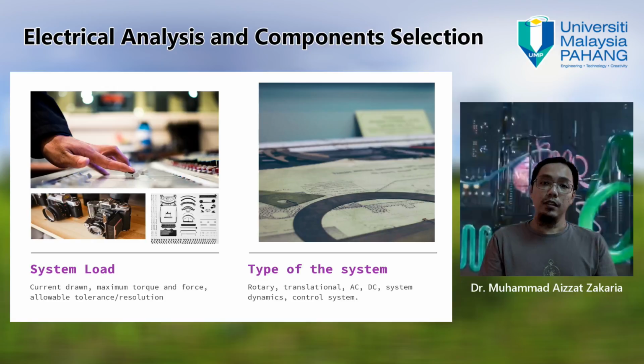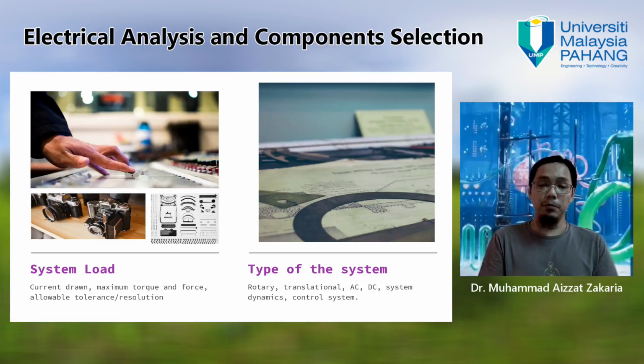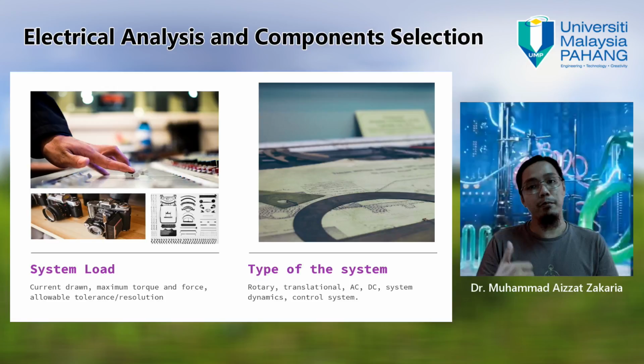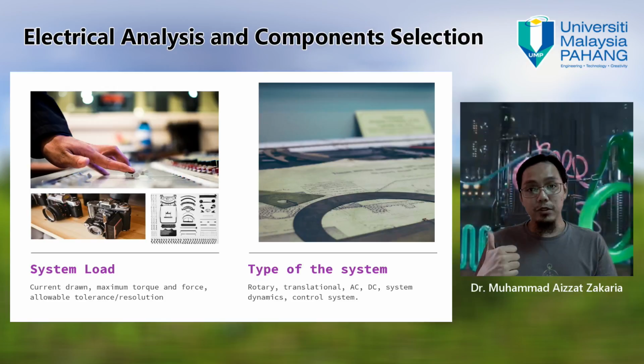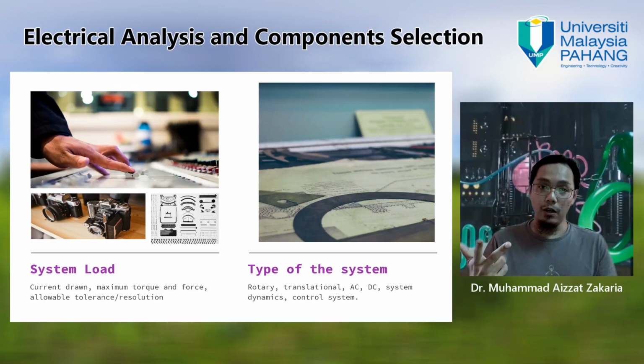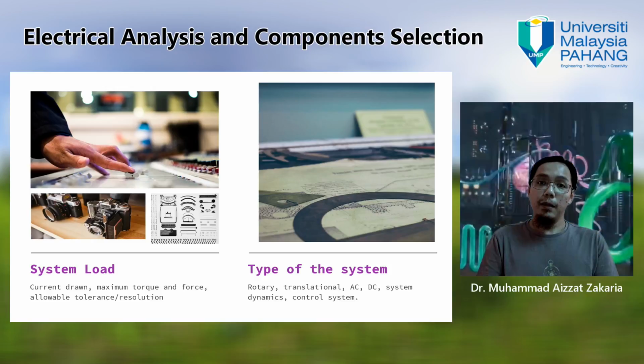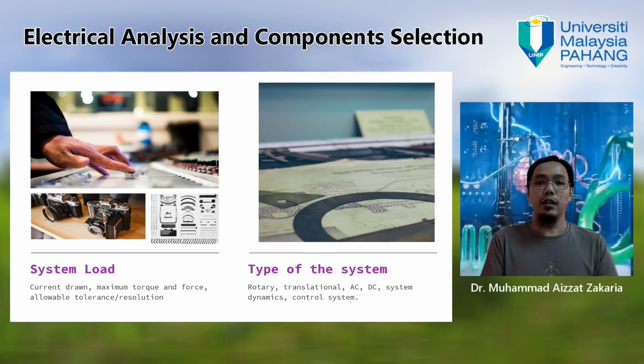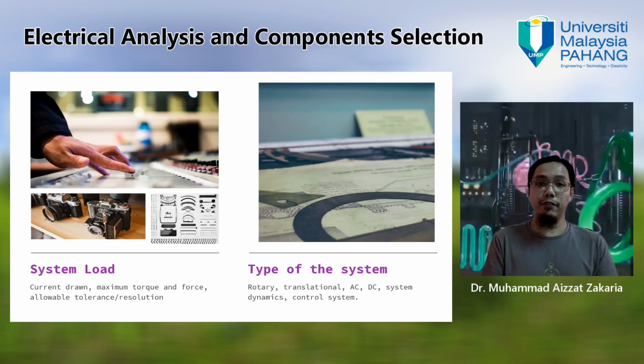And for every mechanical system that you design that consists of an electrical part, you have to know what kind of machine you have. Is this a rotary machine or a translational machine? Is it an AC system from an AC power supply, or a DC power supply? You also need the mathematical system dynamics of your system itself, as well as the control system. How do we control your system to make it automated? So you have to understand or define your system first.